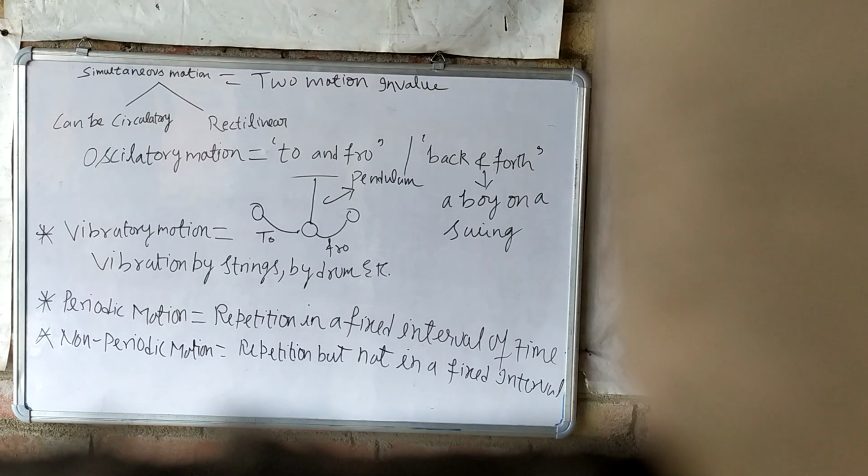Then we can say that when we are driving vehicles, what happens? We apply brakes sometimes. At that time also we can say that we cannot apply the brake at a fixed interval of time. When we need, then we will apply the brake, but we have to apply the brake while driving. So we can say that it is also a non-periodic motion. So these types of motion describe non-periodic motion.